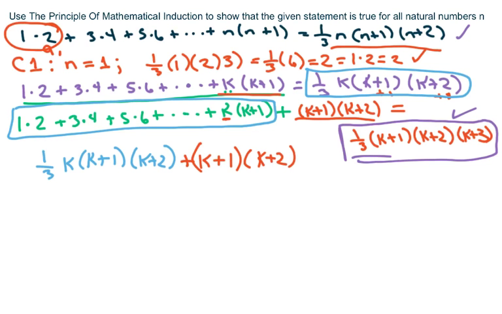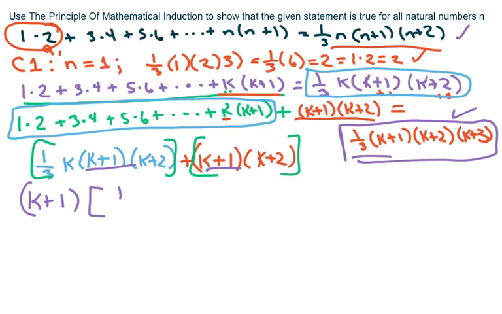Now if you notice, this is in two separate sections here. And I notice that I have a k plus 1 in both of these. So I'm going to pull that out as your highest common factor, and then write my 1/3 k times k plus 2, plus your k plus 2 here.